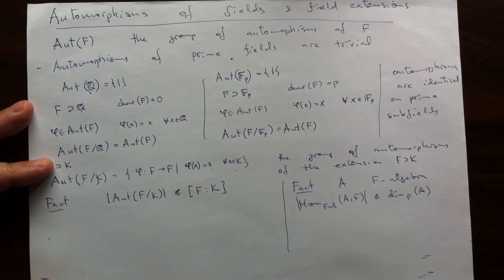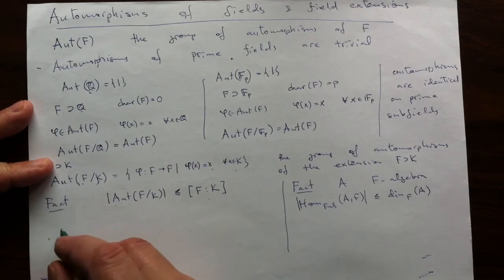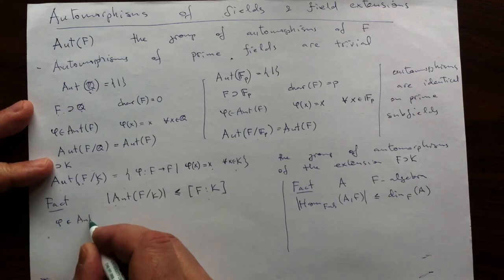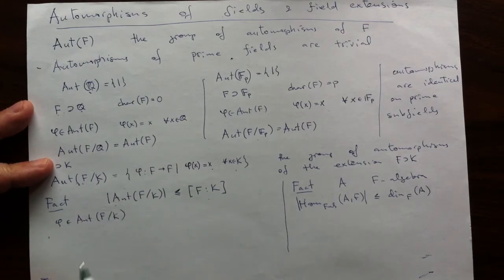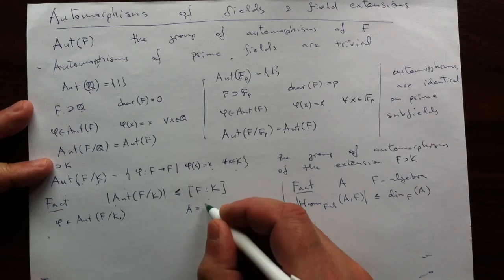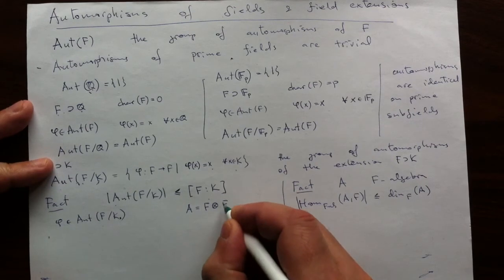So let's see how it works. It's just one trick which allows us to do that. Let's take an automorphism, an element of this group of symmetries of the extension. Let's take an automorphism of F which fixes pointwise the elements of the subfield K, and turn it into a homomorphism from a certain algebra. So the algebra which we'll be using is the tensor product of F with itself over K.